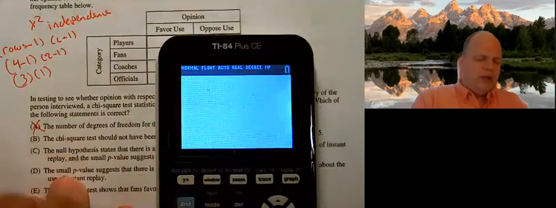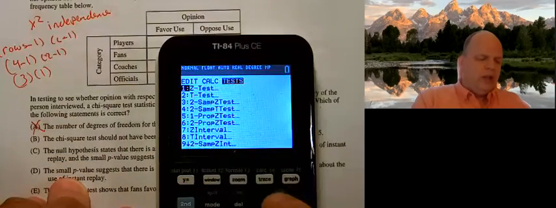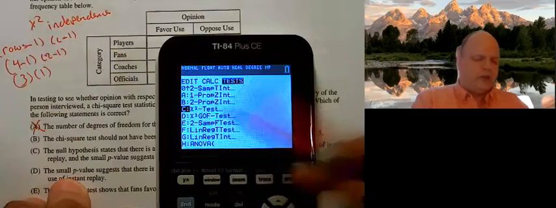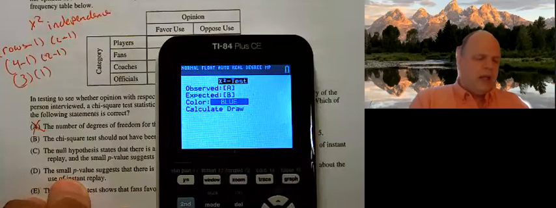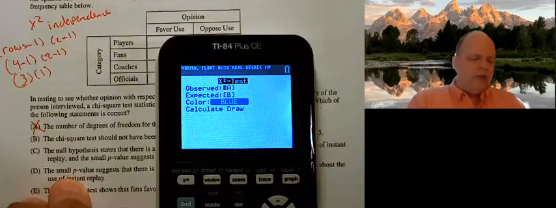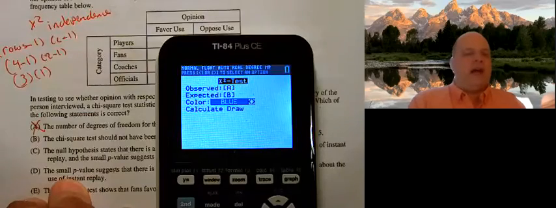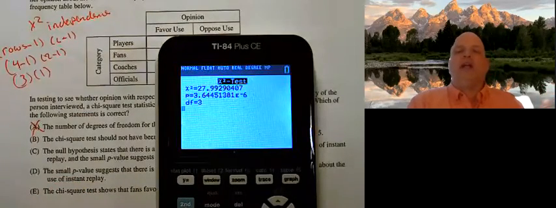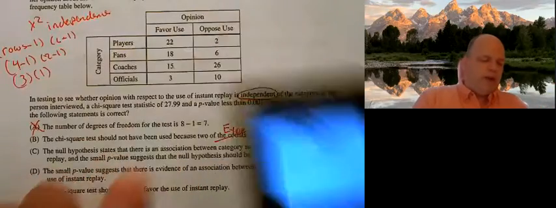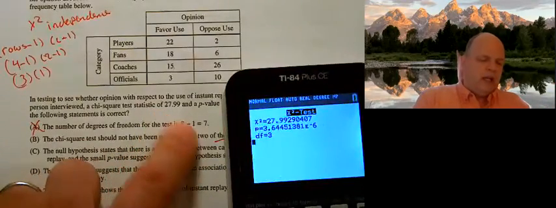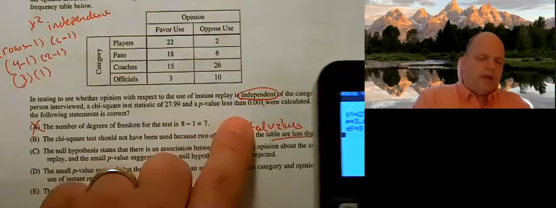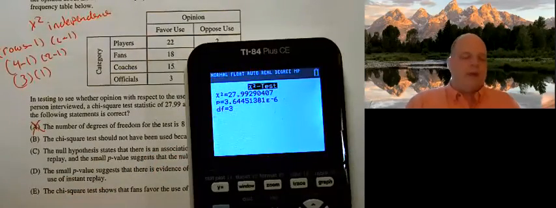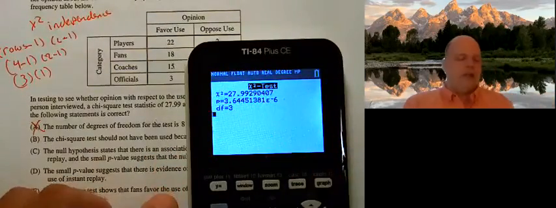Second quit, stats, test. And we're running a chi-squared test. It's not the GOF, not the goodness of fit, it's just a chi-squared test. My observed, I just input. My expected is B, and you're like, I haven't done that yet. That's okay, the calculator will get that for us. When we calculate, sure enough, we get the 27.99 and the p-value that's very, very small. Okay, we have ours with 5 zeros in front. And we also show our degrees of freedom.